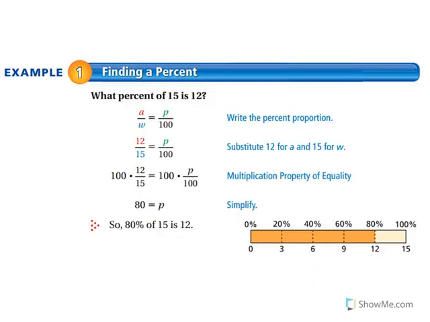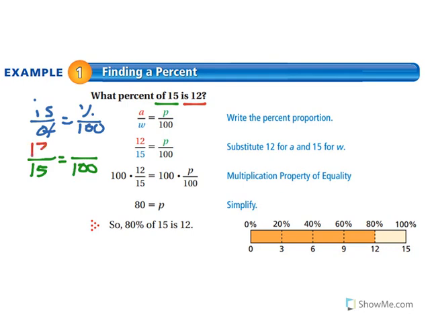Example 1. What percent of 15 is 12? Okay. For me, when I see of and is like this, I prefer my method. I like doing the is over of equals percent over 100. Let me show you why. I know that we're looking at of 15. So where you see of on the bottom, I put the 15. Also, the 100 is always 100. Then I see is 12. So where I see is on the top left, I put my 12.